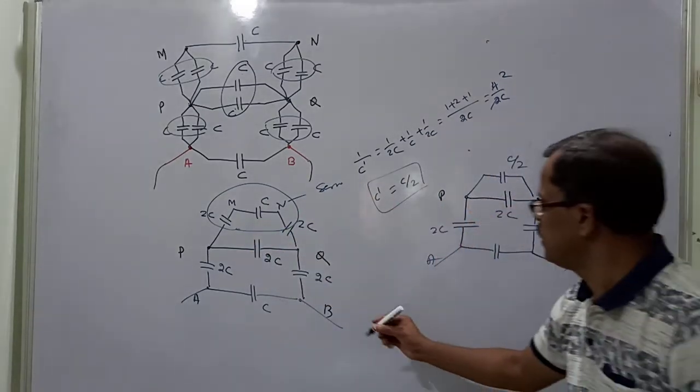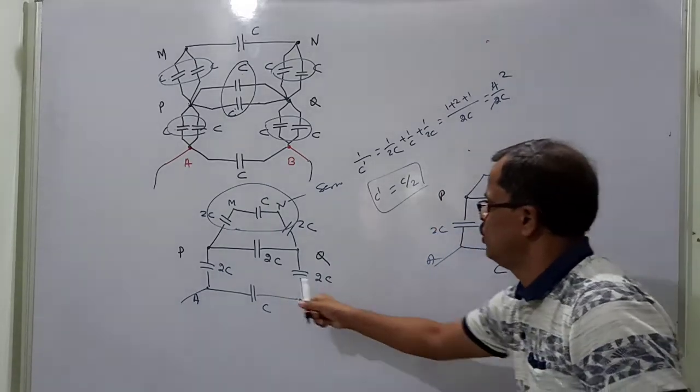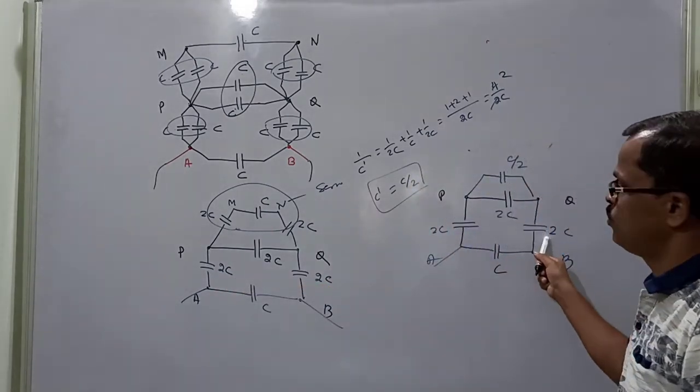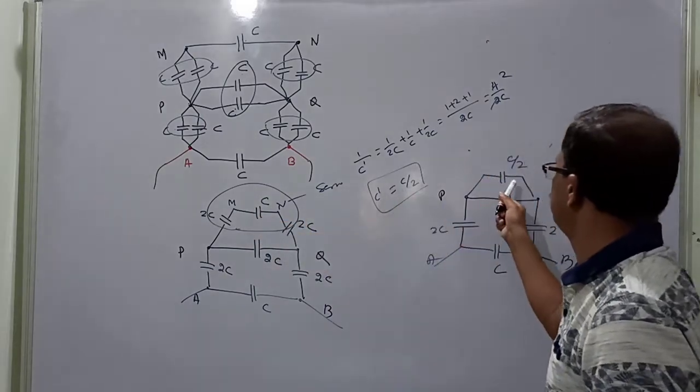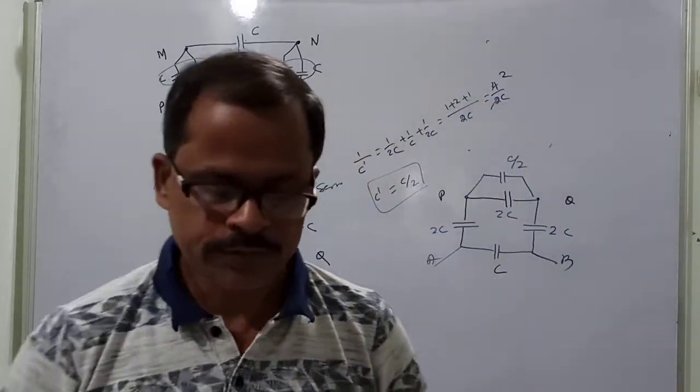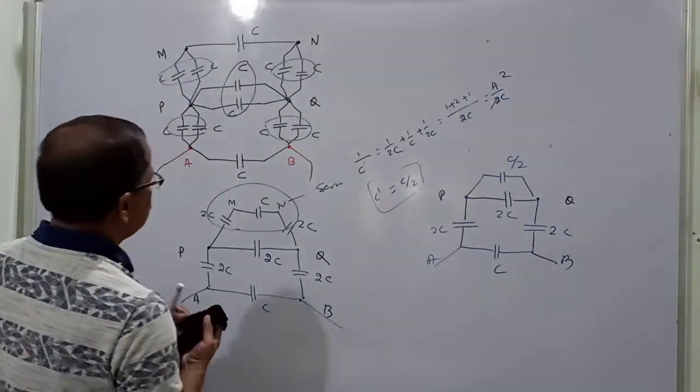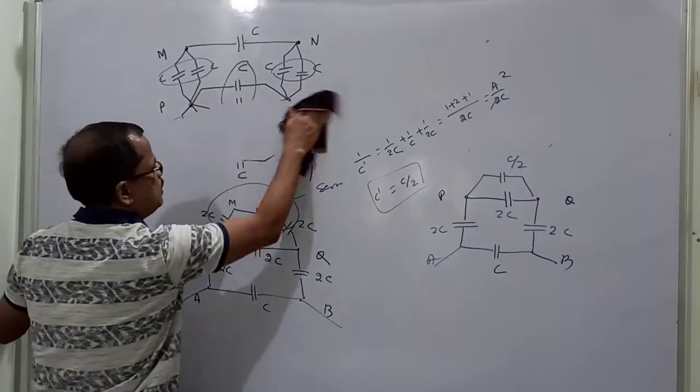Again let us check. This is C, 2C, 2C, 2C, and this combination becomes C by 2. This is the restructuring. Once this part is over, now let us remove this part.